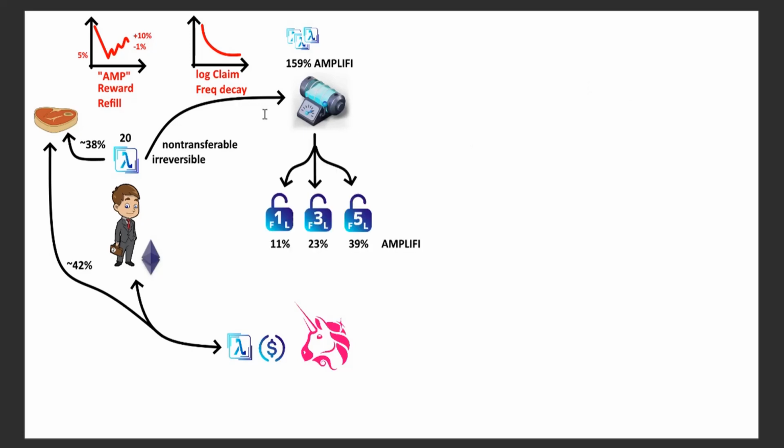Now, next thing. If you do have amplifiers, the thing you can do with them beyond getting this AMPLIFI token is you can fuse them. It's kind of like spreading your rewards across 1, 3, or 5 years, because these are already locked. They're already non-transferable, irreversible. So when you fuse it, you're spreading some of your rewards across these time frames, okay? If you choose a 5-year lock, you get a boost of 39% on top of this 159, and then 23 and 11 respectively. It basically just boosts your AMPLIFI rewards.